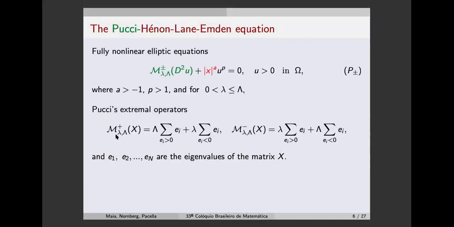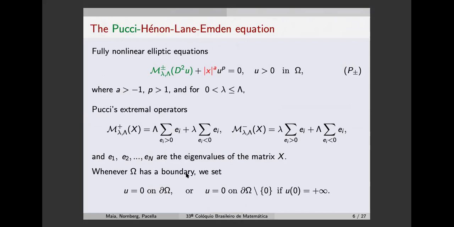The Pucci's operator is defined in terms of the eigenvalues as the sum of large lambda times the positive eigenvalues and small lambda times the negative eigenvalues, where these are eigenvalues of the matrix X. That's why it's important to understand the eigenvalues of this Hessian matrix in order to know what expression we are using for Pucci's operator.